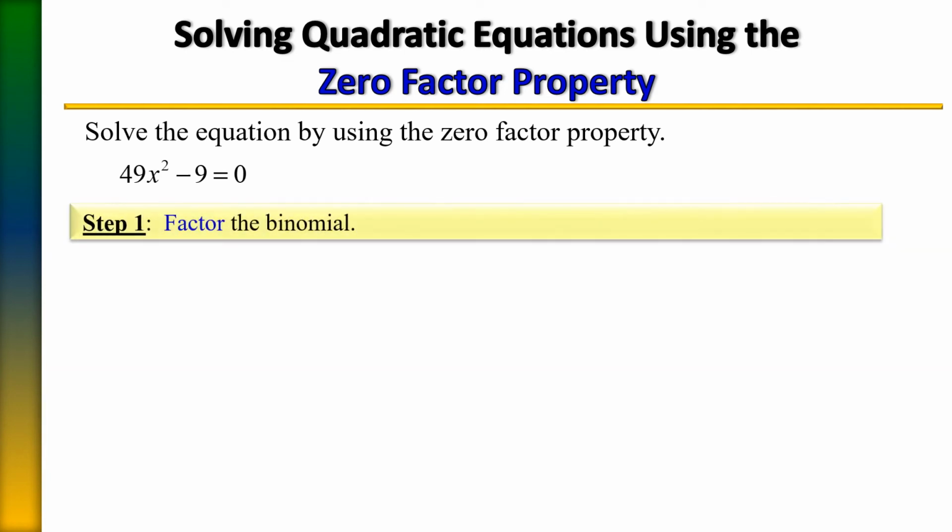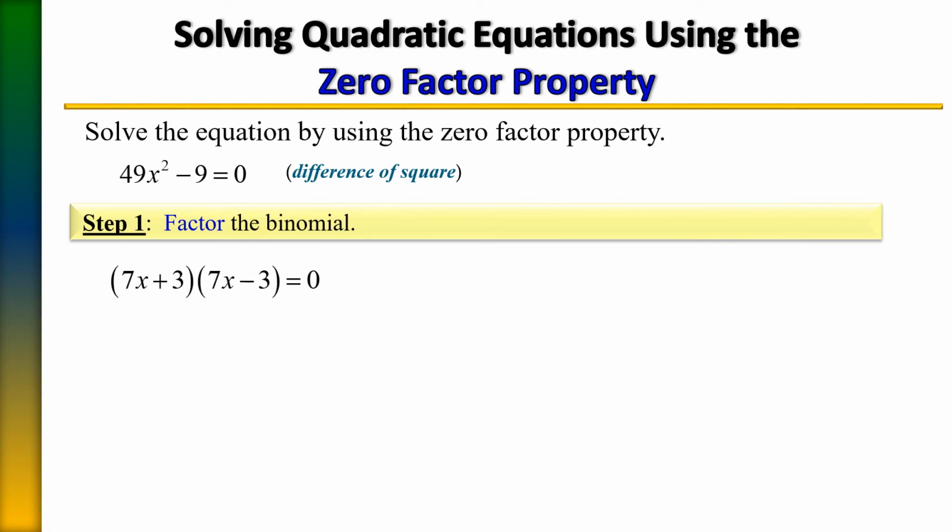And what I see here with this binomial, I have two perfect squares. And by the way, there's no GCF inside because 7 times 7 is 49. And there's no 7s inside of a 9. So there's no GCF, but they are perfect square roots and they have a minus sign between them. So that's a difference of squares, which we can factor. The square root of 49x squared is 7x. The square root of 9 is 3. So when we factor that difference of squares, we have 7x plus 3 times 7x minus 3.